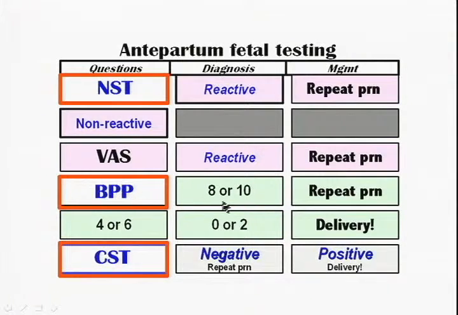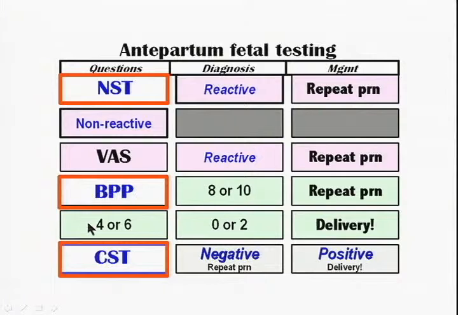If the biophysical profile is 8 or 10, excellent. Repeat as needed. If the biophysical profile is 0 or 2, das ist nicht gut. This baby needs to be delivered. If the biophysical profile is 4 or 6, intermediate, that would be the indication for a contraction stress test. A negative contraction stress test is what you'd like to see. Repeat as needed. If you have a non-reactive NST, biophysical profile 4 or 6, contraction stress test positive, that's time for delivery.